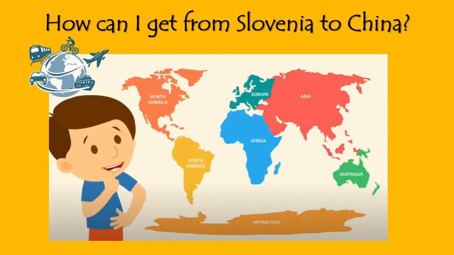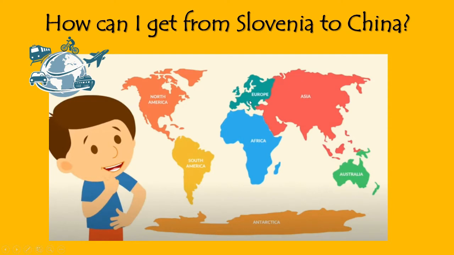Well, before I can start traveling, I need to know where Slovenia and China are. Where is Slovenia? Well, Slovenia is in Europe. China? Where is China? China is in Asia. So how do I get from here to here? I can choose different types of transportation.